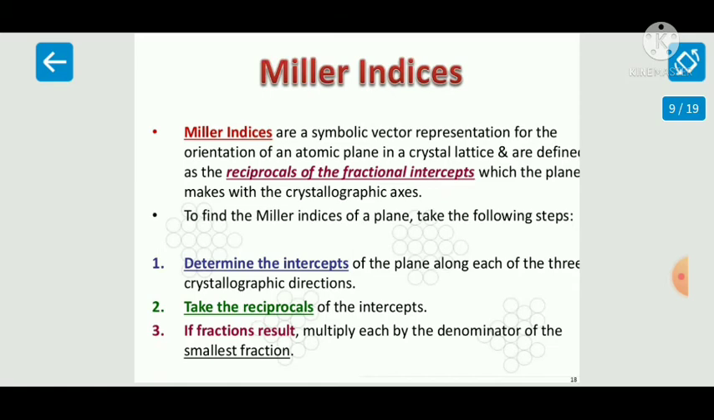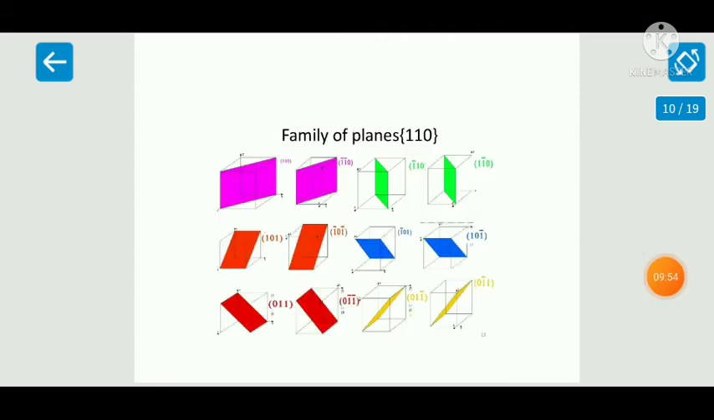Determine the intercepts of the plane along each of the three crystallographic directions, the x, y, z directions. Take the reciprocal of the intercepts. Multiply the fractional results by the denominator of the smallest fractions to clear them. So this is the Miller indices: the reciprocal of the fractional intercepts. Family of planes.